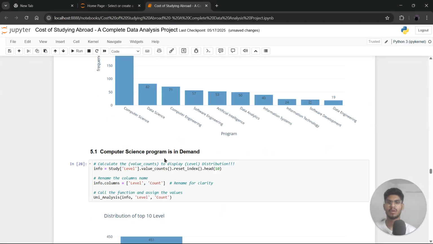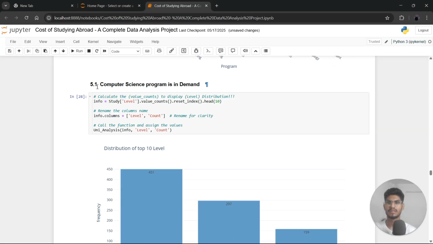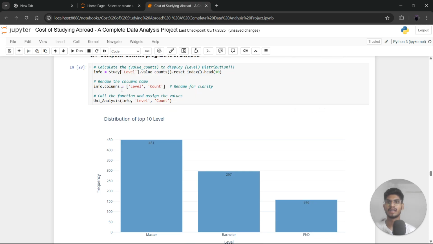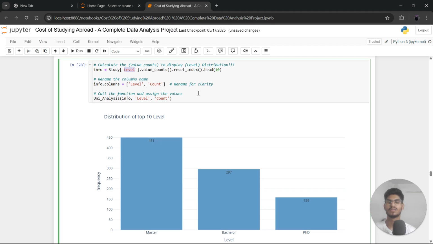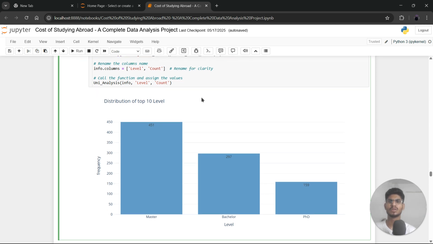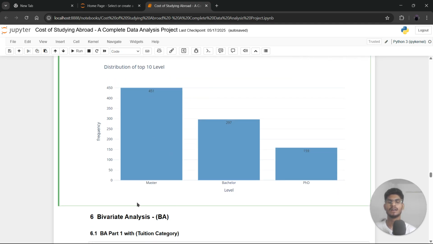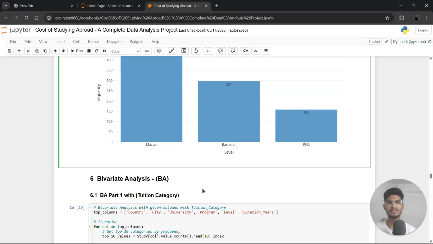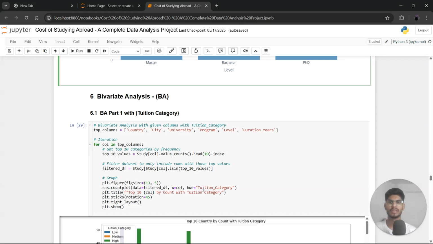So we are done with the program, and now we have levels. Level means PhD, masters, bachelor. So which level is pursued the most, or is most in demand? We can see that most of the time students prefer the masters. So masters is in demand, and again we will see the number of people going for the masters. This is how we are doing it right here.